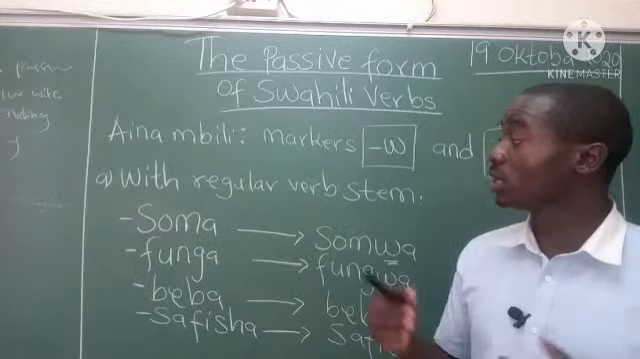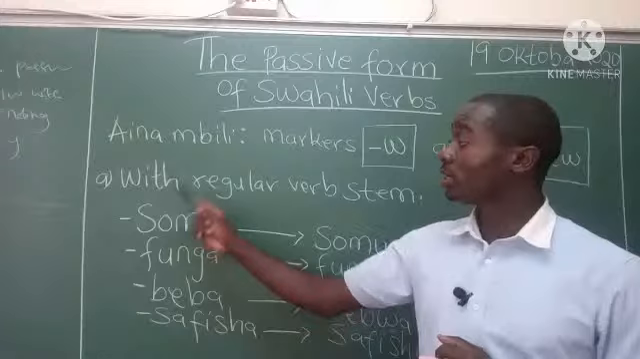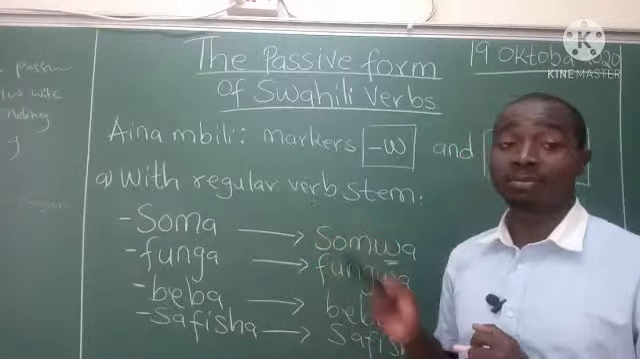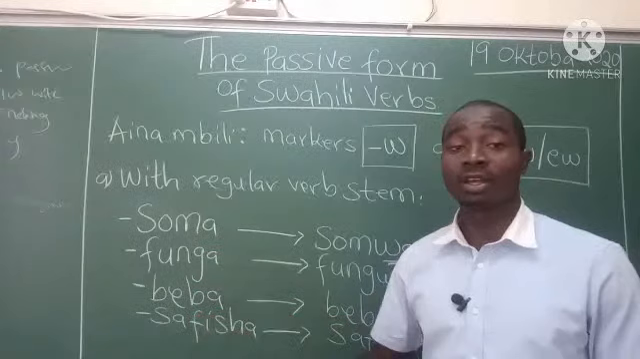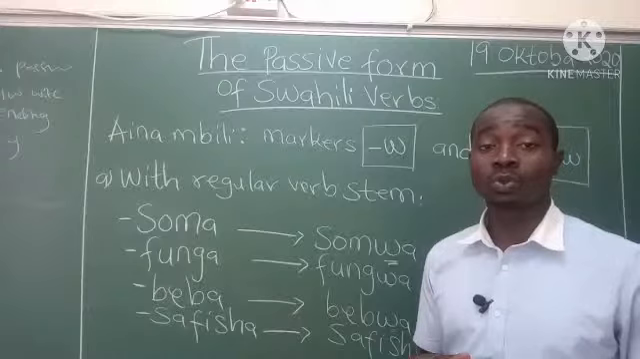The first part: the use of this passive marker with regular verb stems. Sawa sawa. We have here a number of verbs, 1, 2, 3, 4. Moja, mbili, tatu, nne. There are four that we are going to deal with, to give examples with them.